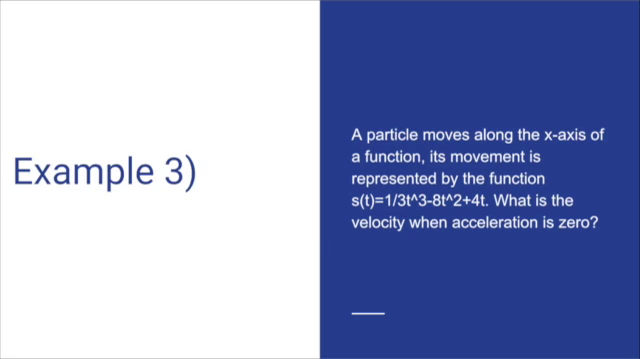Okay, so for our third and last example, we have a particle, and this particle is moving along the x-axis of a function. Its movement is represented by the function s(t) equals 1/3 t to the power of 3 minus 8t squared plus 4t. What is the velocity when acceleration is 0?